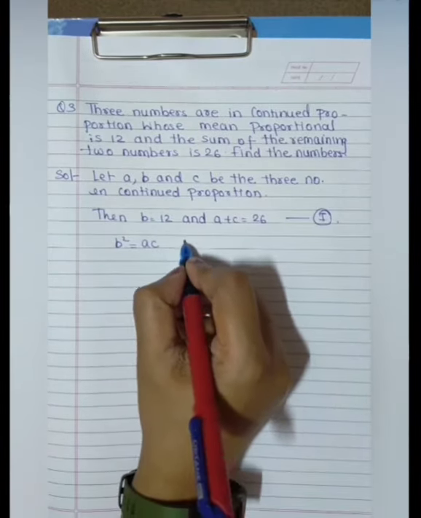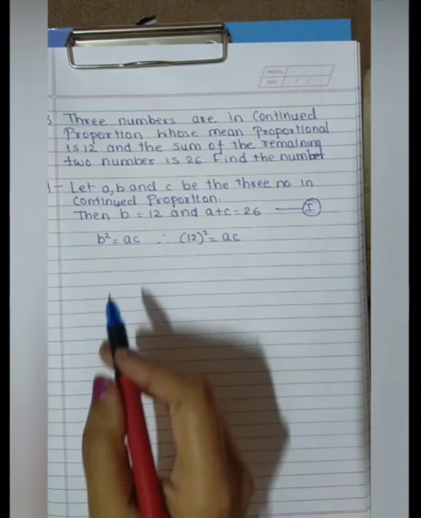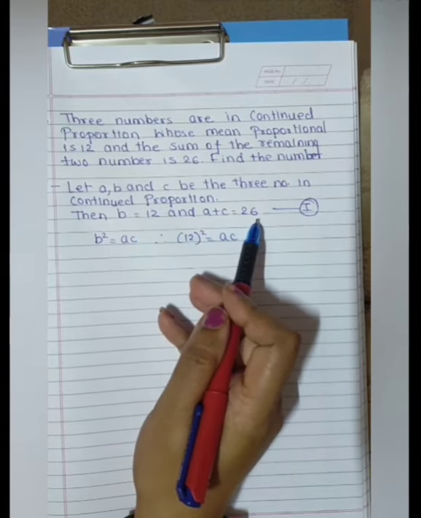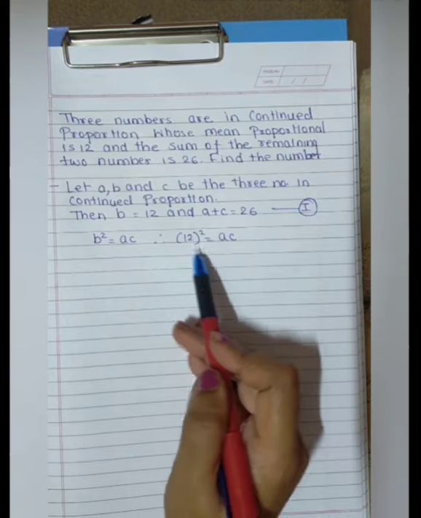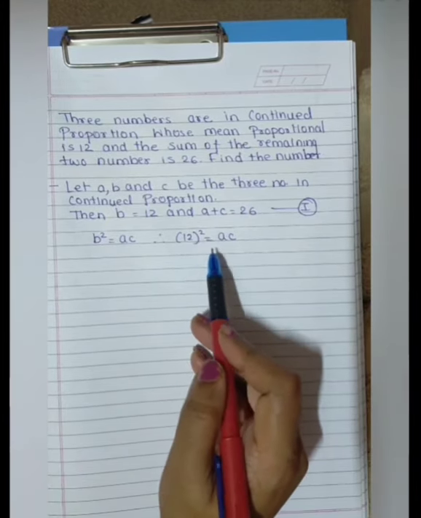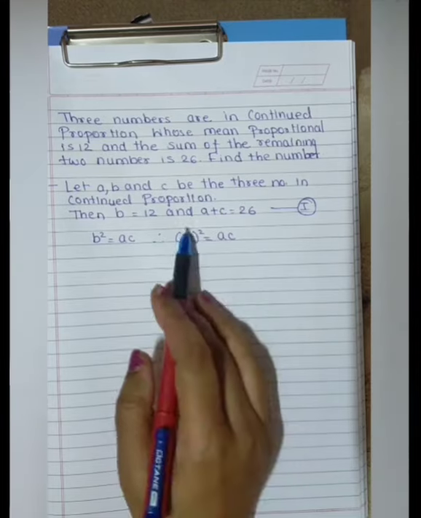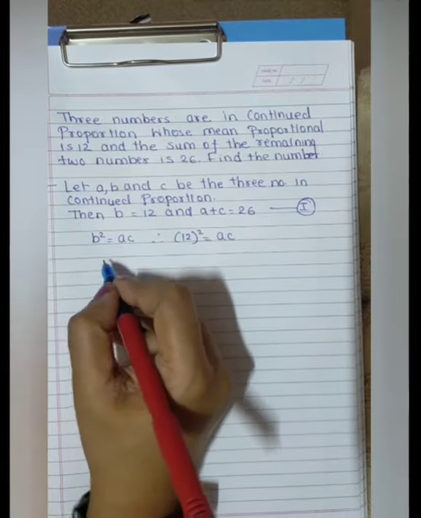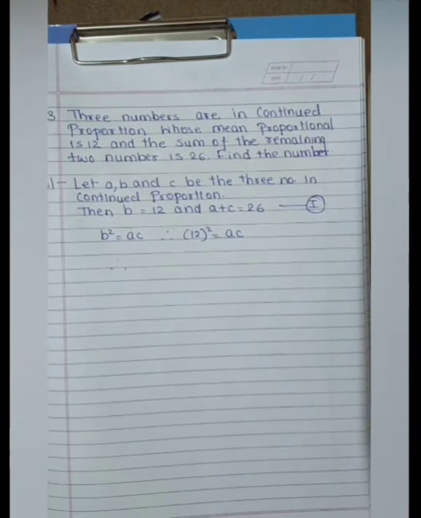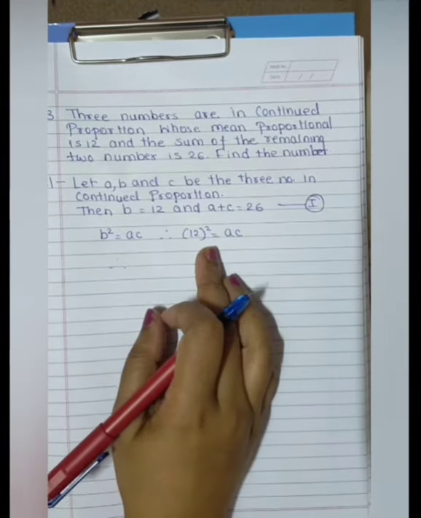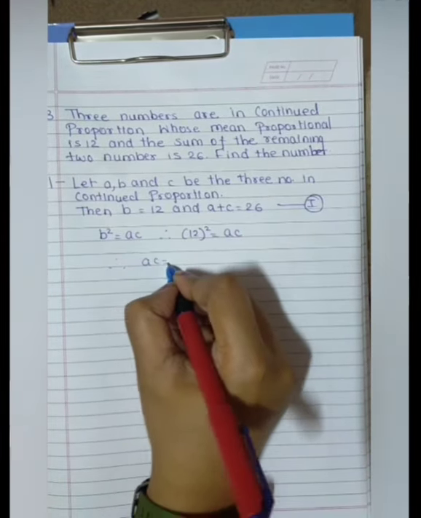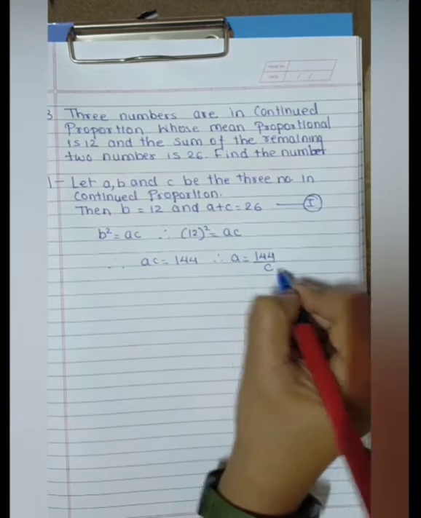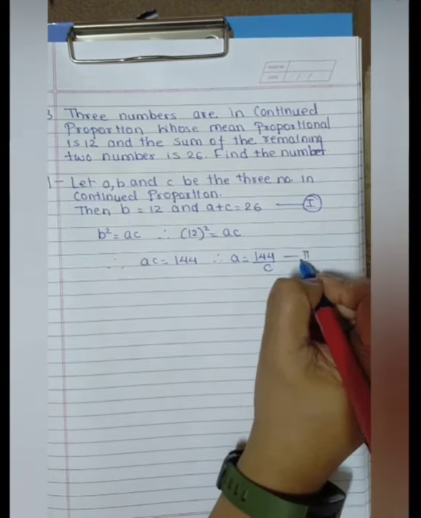So therefore, B is equal to 12 and A plus C is equal to 26. Now B square is equal to AC, and here we have 12 square is equal to AC. Okay, as you can see, B is given as 12. 12 into 12 we get 144. So therefore now we'll get AC is equal to 144. So therefore A is equal to 144 upon C. So this is our second equation.